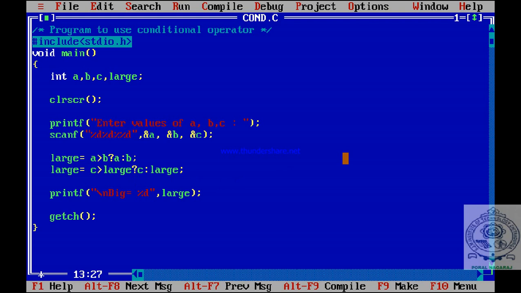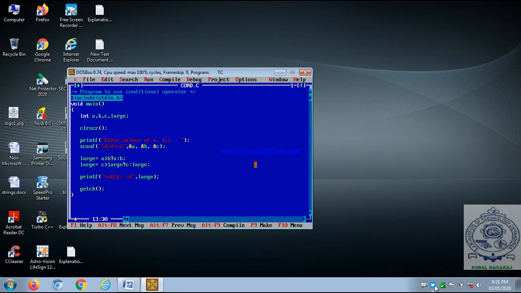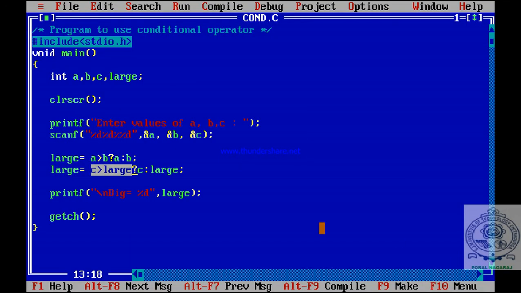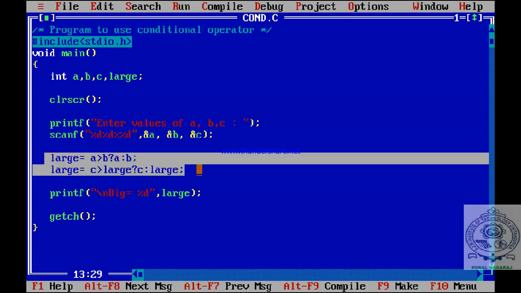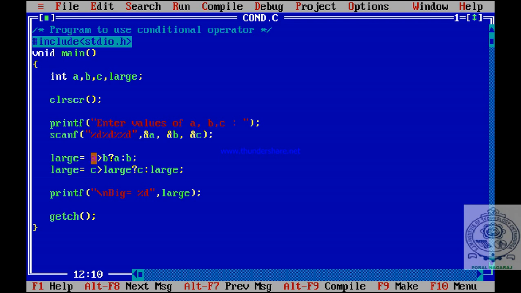So this is the actual logic of the program to find the largest of 3 numbers using the conditional operator. First you have to compare 2 numbers, a greater than b. If it is true, a is copied into large. If a greater than b is false, b is copied into large. So this large holds the largest of a and b.